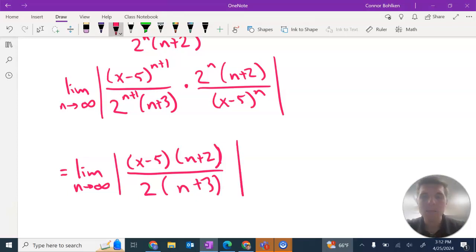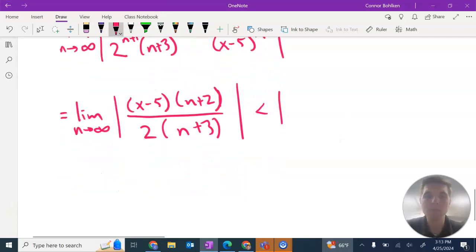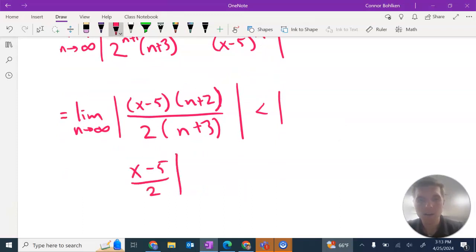Okay, and I want this thing to be less than 1. This is where we're using some horizontal asymptote rules. So like n on top, n on the bottom. Really, for this to be less than 1, the coefficient, x minus 5 over 2, has to be less than 1. So really what we're saying is this has to be less than 1 for the whole thing to converge by the ratio test. That's our goal.